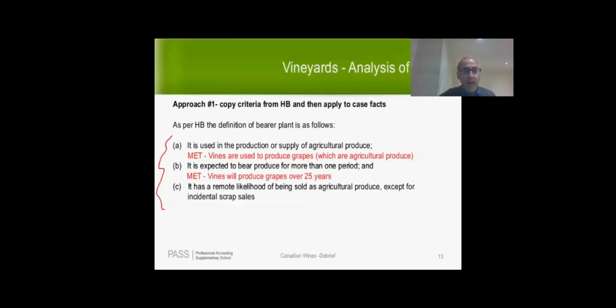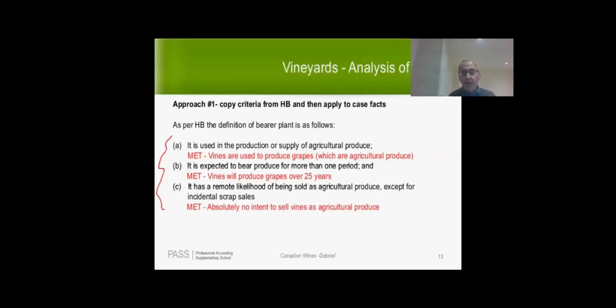It is expected to bear produce for more than one period. Well, that's also met. Vines will produce grapes over 25 years. That's certainly more than one period. It has a remote likelihood of being sold as agricultural produce, except for incidental scrap sales. I would have said certainly met. We have no indication here that we're planning to sell the vines as agricultural produce, right? There's absolutely no such indication. So I would have said it's met.